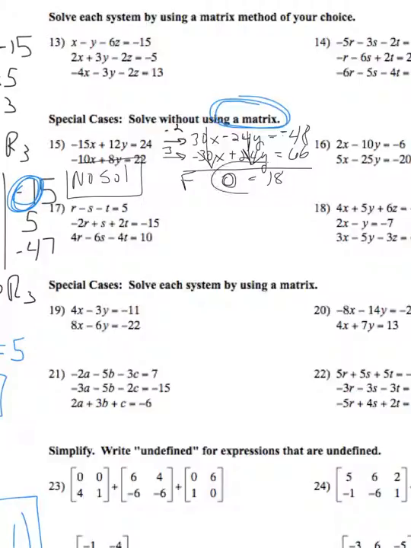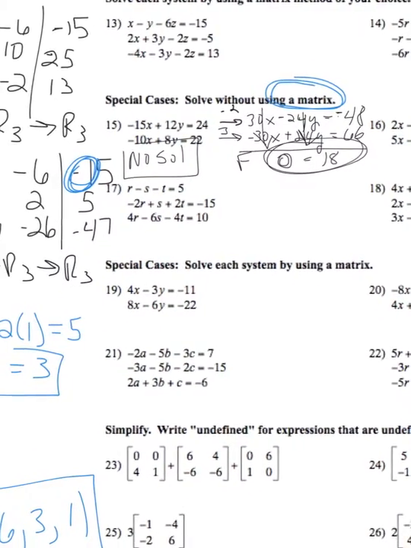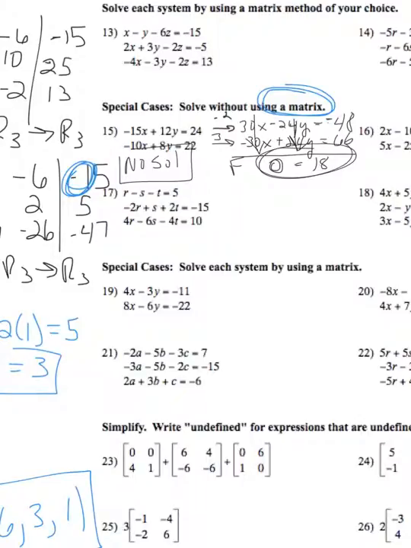So had this been true, if it would have been 0 equals 0 or 18 equals 18 or something like that, then it would have been infinite solutions. But it ended up being false, so that's no solutions. So let's take a look at a no solution one. I think 17 then is also no solution. So let's see what happens when we have 3 of them to deal with.